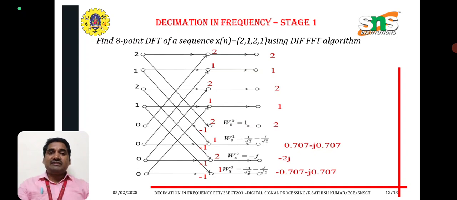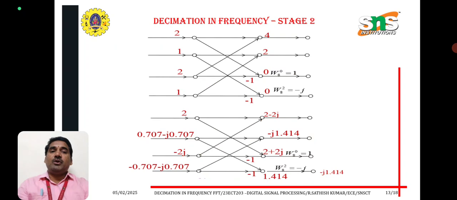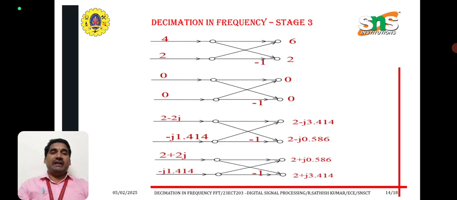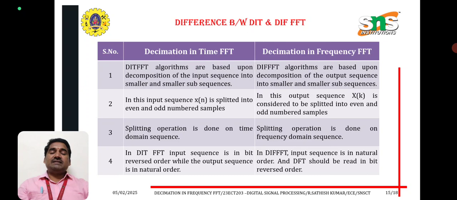From the results of the 8-point DFT, we are going to compute two 4-point DFTs. The output will be 4, 2, 0, 0, 2 minus 2j minus j 1.414, 2 plus 2j minus j 1.414. From the results of these 4-point DFTs, we are going to calculate the 2-point DFTs. 6, 2, 0, 0, 2 minus j 3.414, 2 minus j 0.586, 2 plus j 0.586, 2 plus j 3.414. This is the output sequence.